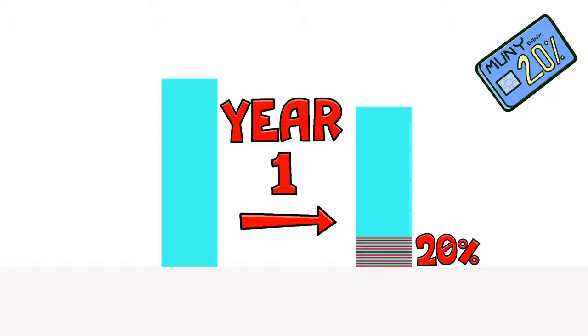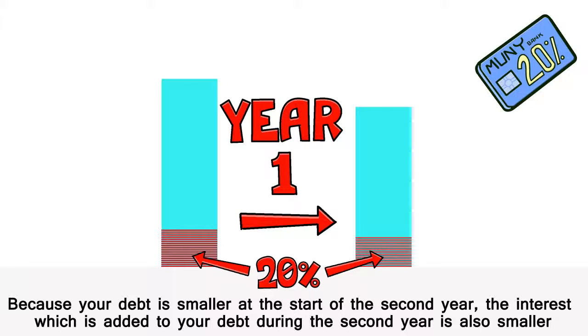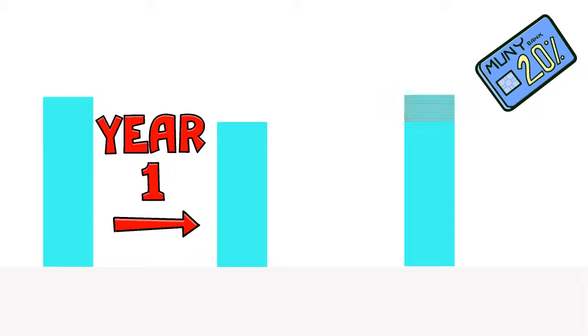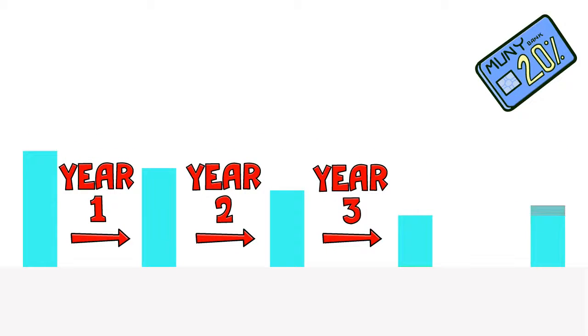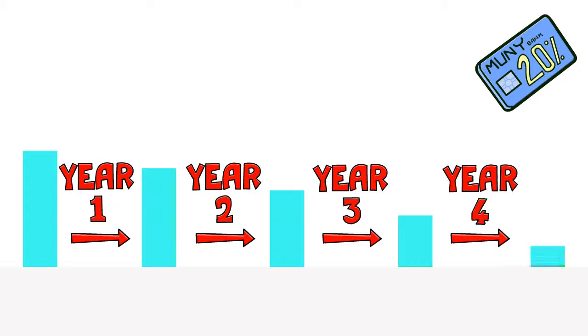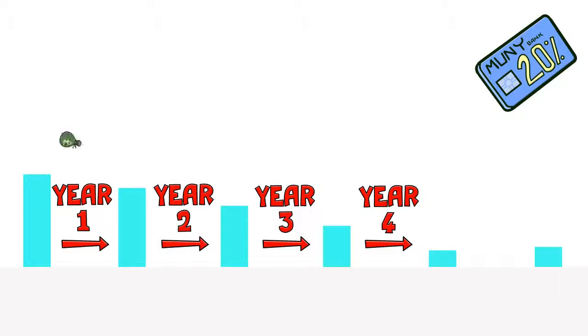But because your debt is smaller at the start of the second year than it was at the start of the first year, the interest, 20% of your debt, is also smaller. So less interest is added during the second year. If you continue to make payments, less interest is added every year and your debt becomes smaller and smaller, faster and faster, until eventually it's all paid off.